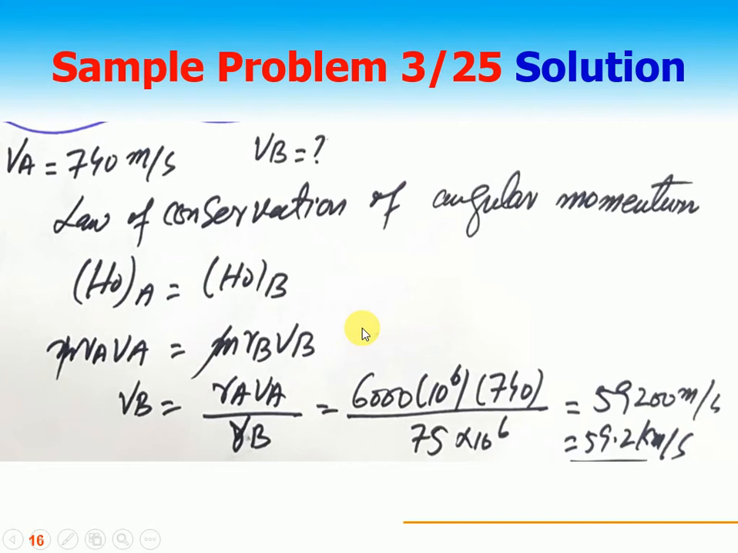So by the law of conservation of angular momentum, momentum at A is equal to momentum at B in reference to O, because the sun is at a stationary position. So m rA vA is equal to m rB vB. The question is, why are you not taking the sine of the angle? Of course r is changing, but the angle is 90 degrees, therefore it is the same. So m cancels out, so vB is equal to rA vA over rB. So 6,000 exponent 6 times 740 divided by 75 exponent 6, I get 59,200 meters per second, or 59.2 kilometers per second.